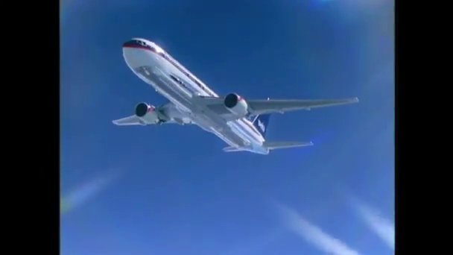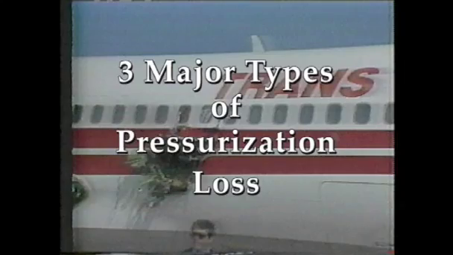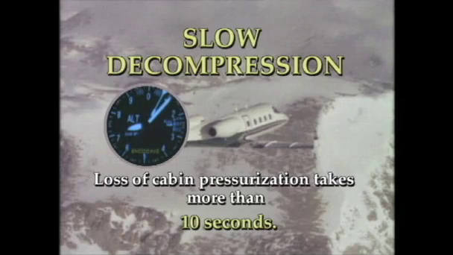While there are numerous advantages to having a pressurized flight, there is one major disadvantage. There is always the chance of losing pressurization. There are 3 major types of pressurization loss. Slow decompression, when the cabin loses pressurization during a time interval greater than 10 seconds. It is potentially the most dangerous type of decompression, since you may not be aware that the cabin altitude is going up.